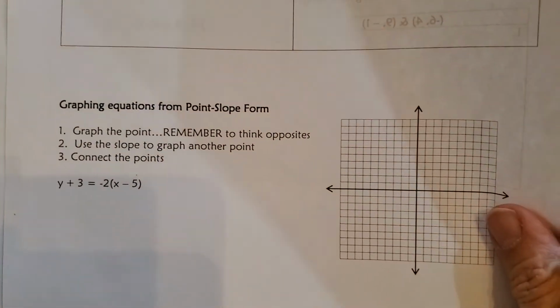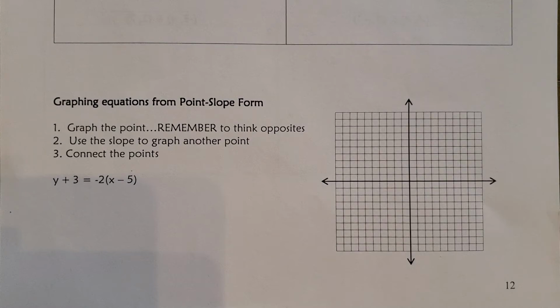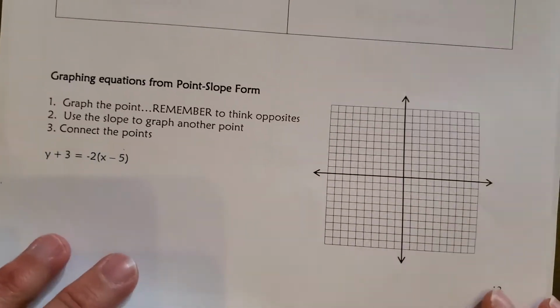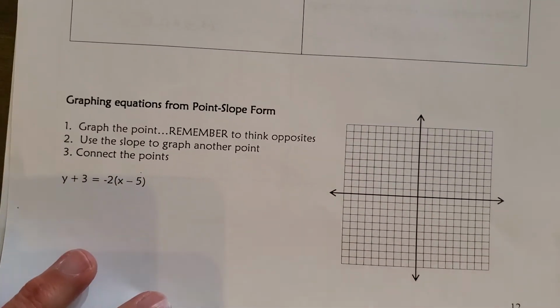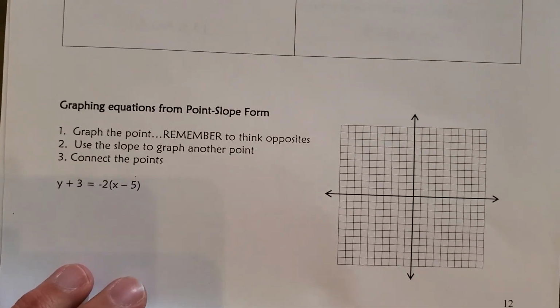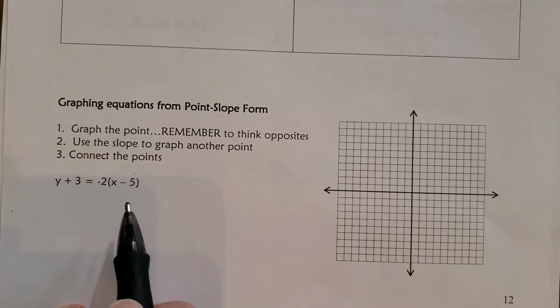So when we graphed a line in slope-intercept form, the first thing we did was we graphed our y-intercept, which was a point on the line, and then we used our slope to find more points. And that's exactly what you do on this one, except instead of the point being the y-intercept, it's going to be the point that you're given here.